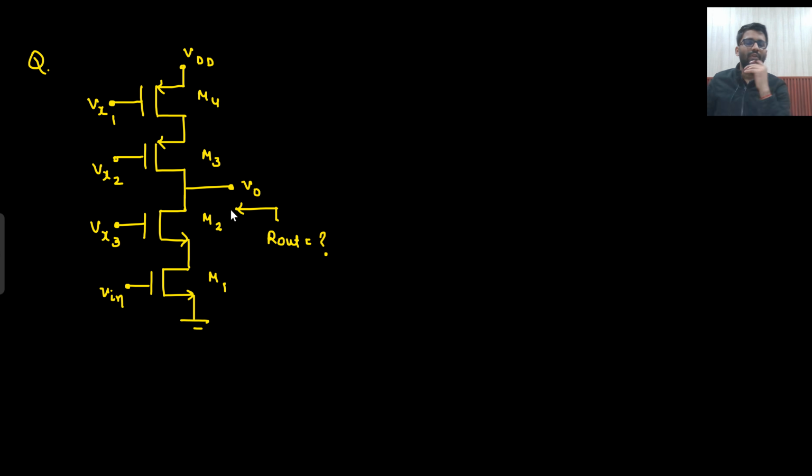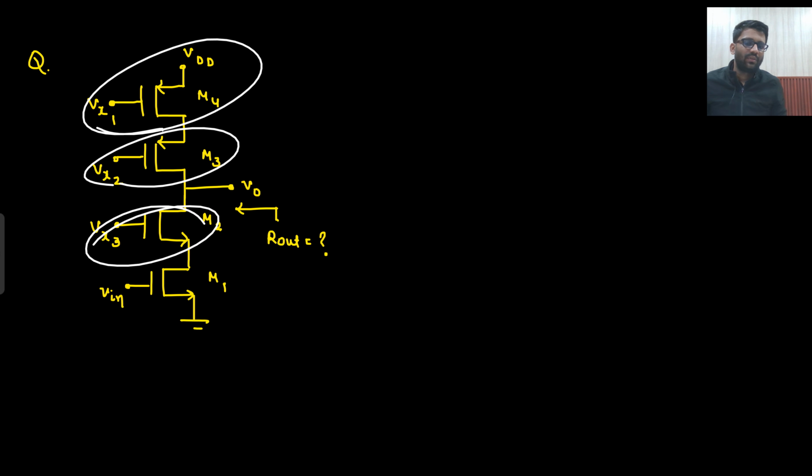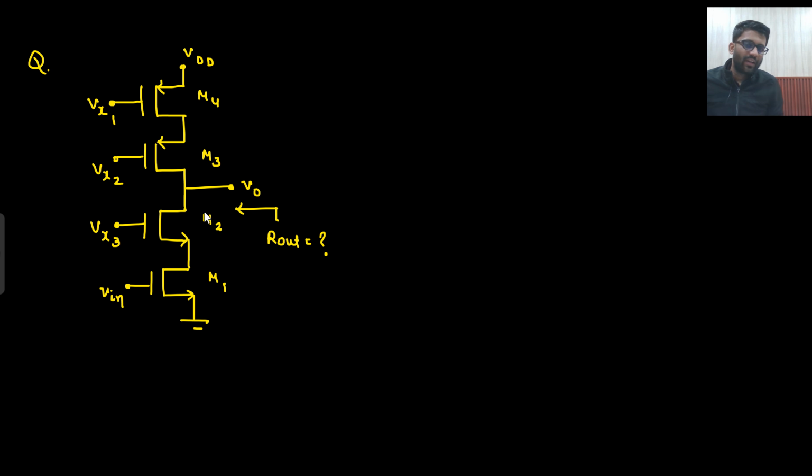Let's solve this question. What we need to find is R0, from V0. So where do I get started? I need to solve this part, and from here I need to start. First I need to get the equivalent of this one, then the equivalent of this one as well. From here I am looking, so I need to solve downward as well as upward.